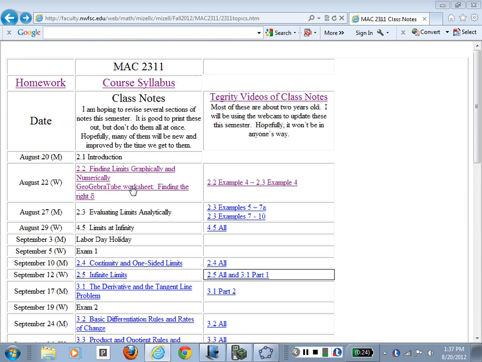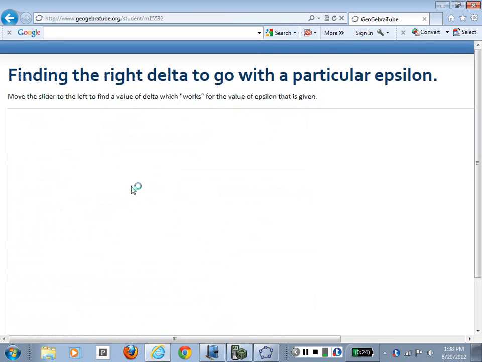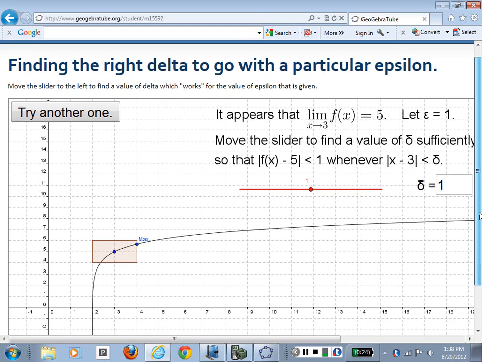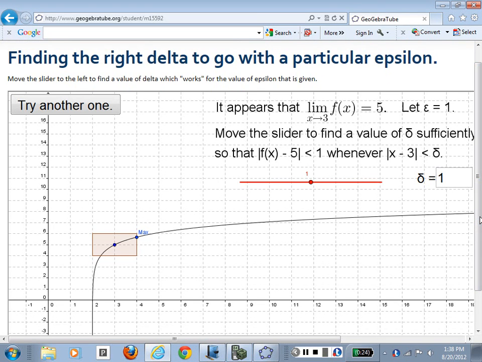Occasionally I'll have a GeoGebra worksheet and upload it to GeoGebra Tube so that you can play around with it yourself. It would fit on the screen if I hadn't changed my resolution. This will probably be okay. So what it does is it gives us a function, and it looks like the limit of f of x, it doesn't tell us what the function is, that will remain a mystery. It involves a logarithm in this case. But the limit of f of x as x approaches 3 equals 5.